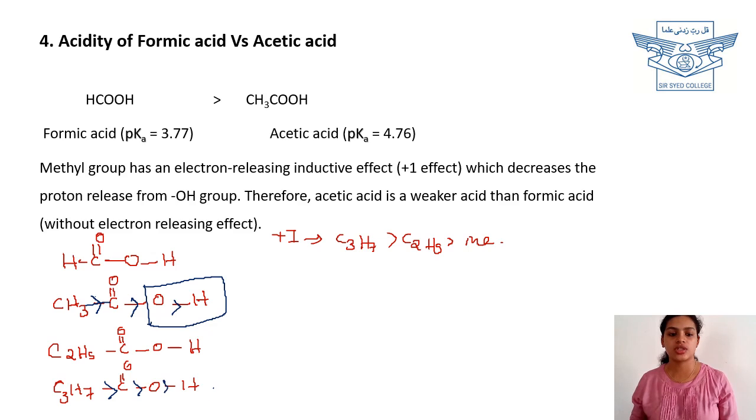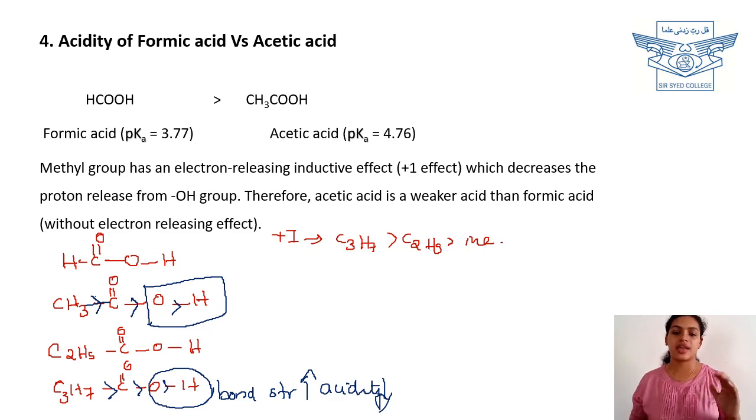So this OH bond strength will be higher. That means acidity will be the lowest. Okay, highest OH bond strength means lowest acidity. So this is how it works in the order of plus I effect. This is explained in the next slide, I have given it as an example in the next slide. Okay.